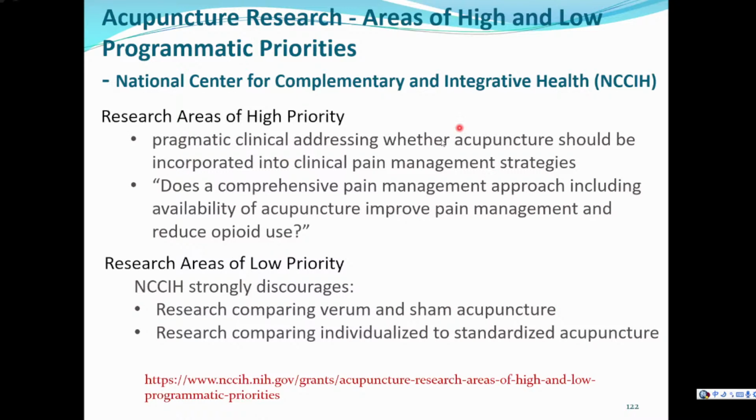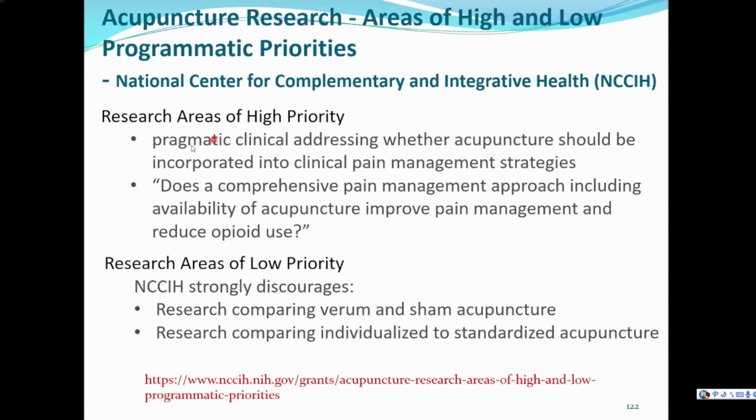So now, the last slide, I want to show NIH. The NIH, National Institutes of Health, has a National Center for Complementary and Integrative Health. They have research funding. They give money for research, but now they set high priority research and low priority. That means they encourage some studies as high priority.